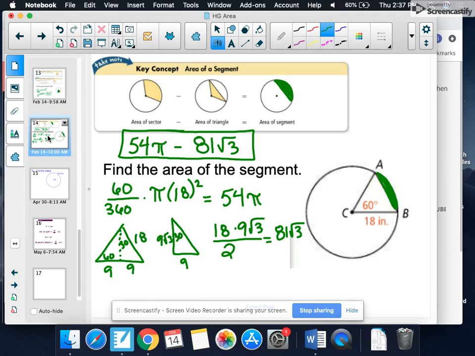Again, you can just leave that as it is. So part of it's in terms of pi, the other part is in the square root, so we can't combine those unless it wants us to round.